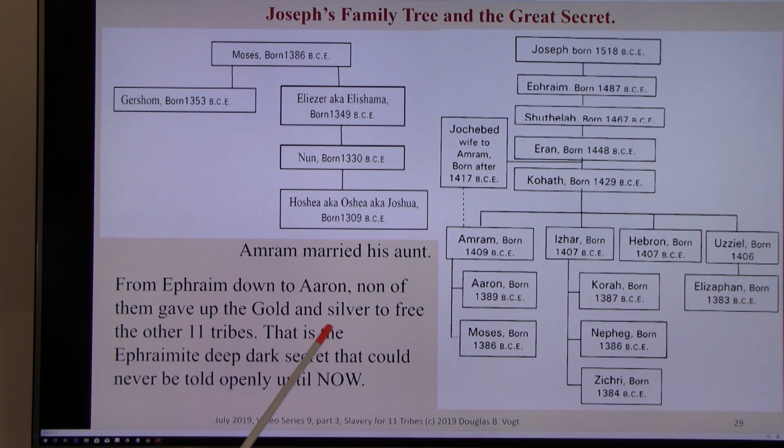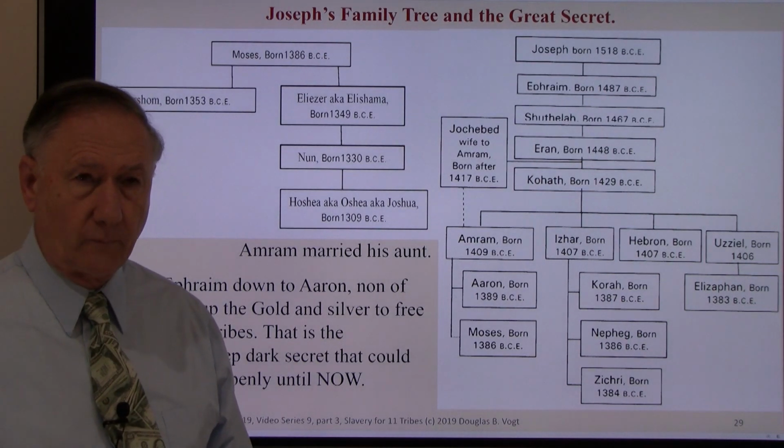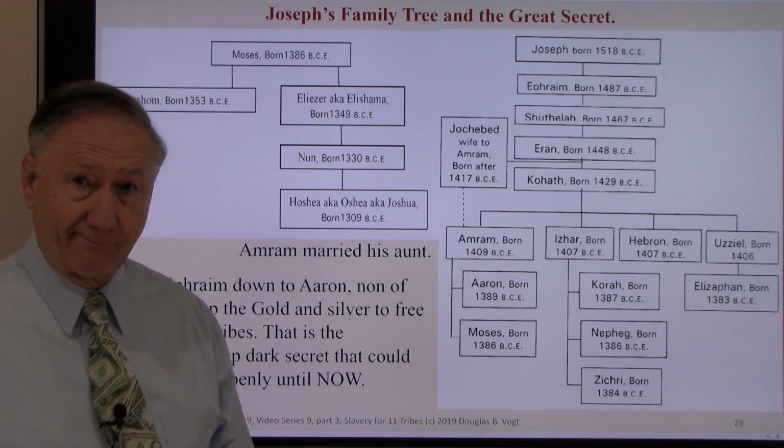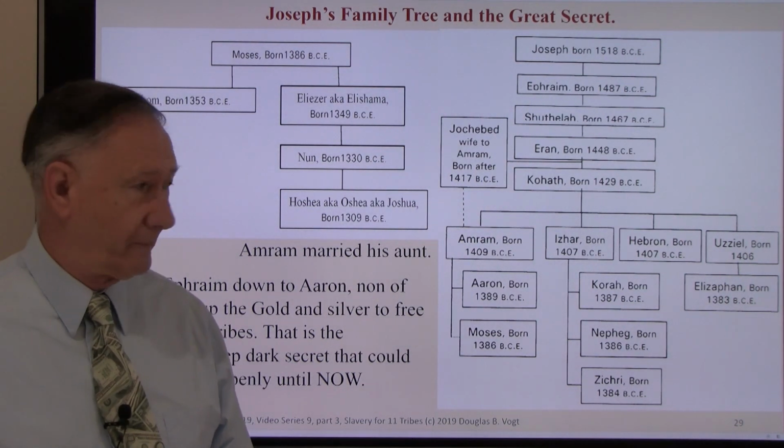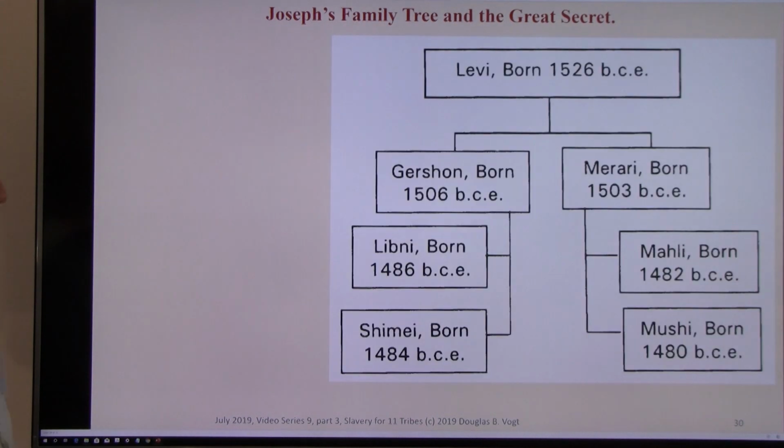From Ephraim down to Aaron, none of them gave up the gold and silver to free the other 11 tribes. That's the Ephraimite deep, dark secret that could never be told openly until now, 2019. Don't you think it's about time? I think so.